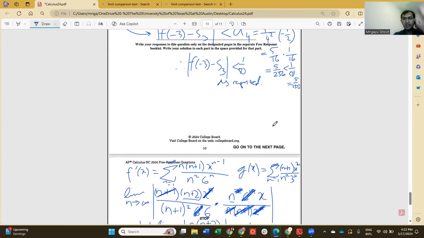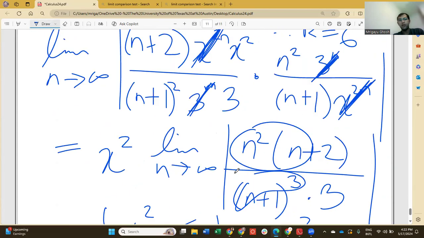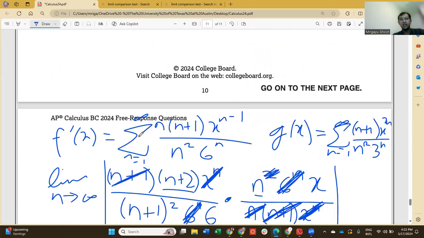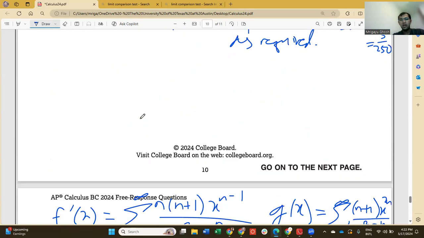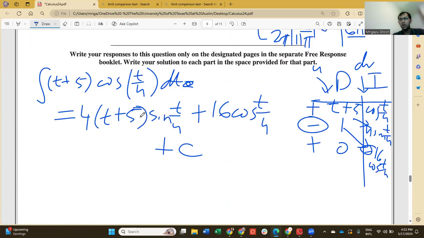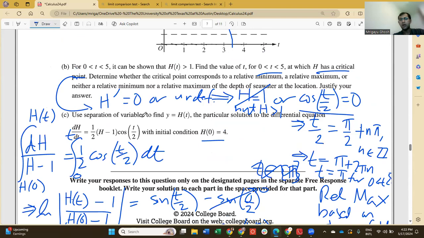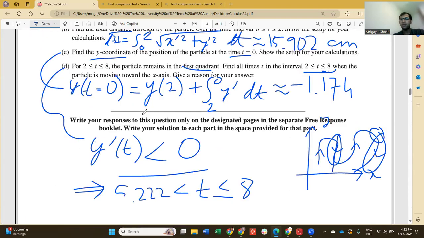Okay, I think that's it for the AP Calculus BC 2024 FRQs. Again, these are not the official answers. These are just my attempt, which means that it is entirely possible that I've made some mistakes here. And in that event, please do comment, let me know, so that others who are also trying to learn from this don't mess up.